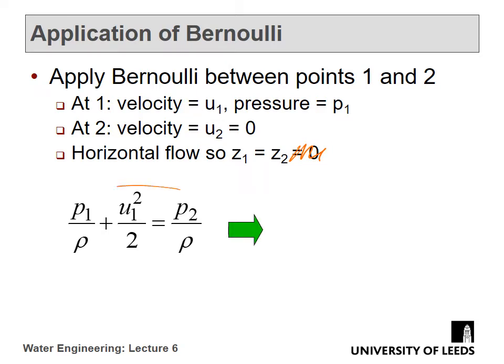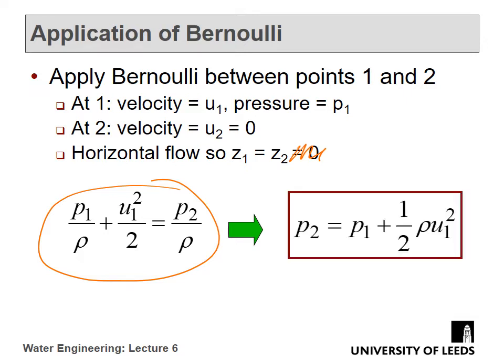This is what we have left from our Bernoulli equation, applying it from point 1 to 2. Remember U2 is 0 and we cancel the Z's. And this says that P2 is equal to this expression. So what we say is that this is the stagnation pressure. This is the pressure that causes the fluid to stop.